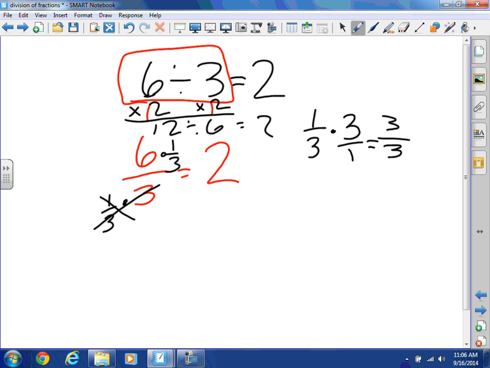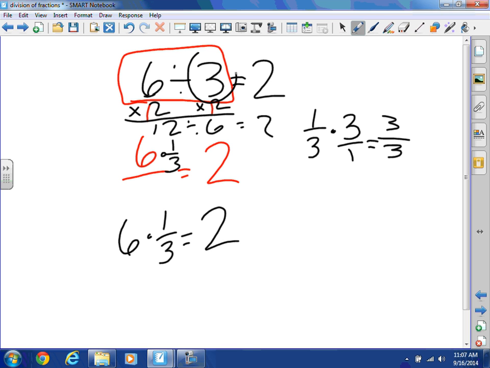Now again, this goes away because it just turns into 1, right? Any number divided by 1 is just that number. So the 1/3 goes away. So now I have a new problem. It's 6 times 1/3 equals 2. Does anybody have their aha? You just divided it. I just changed my division problem into a multiplication problem, and I took the second number and wrote it as its reciprocal, correct?